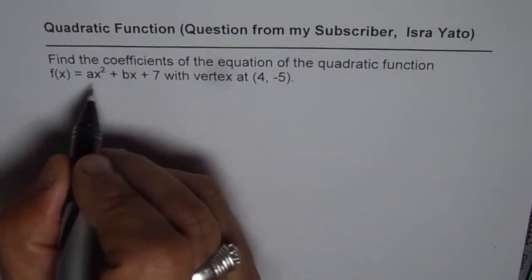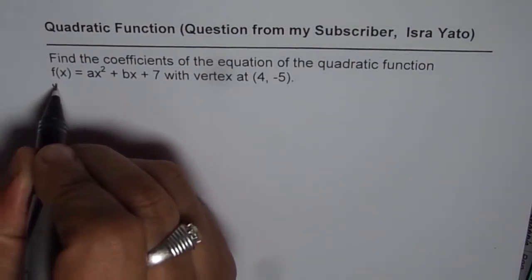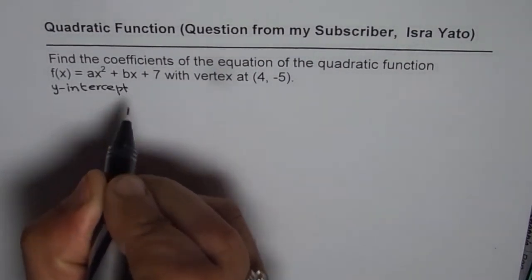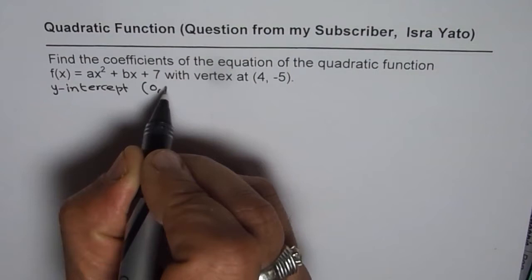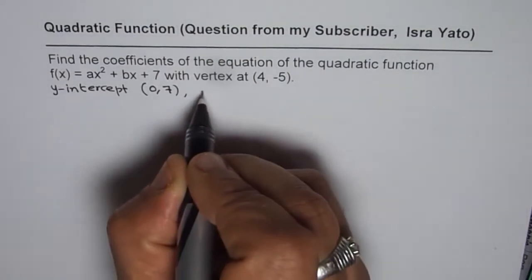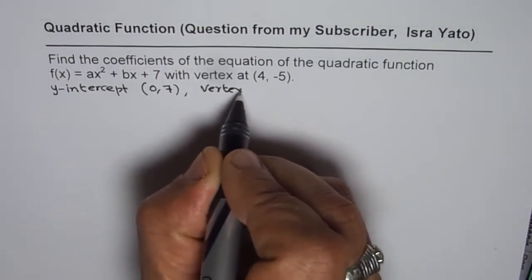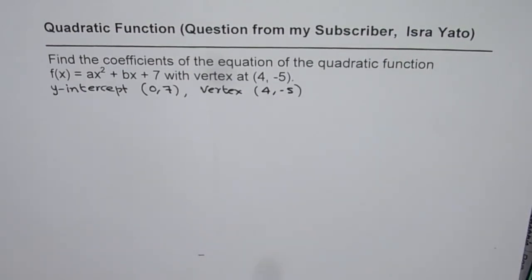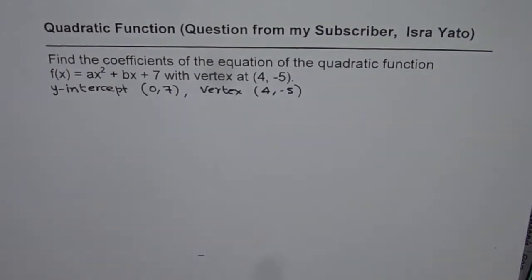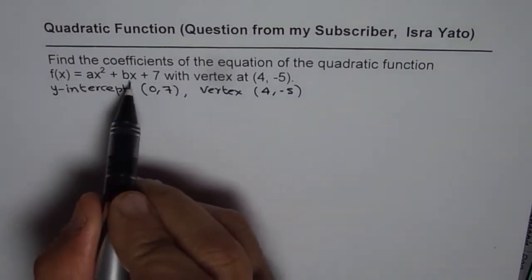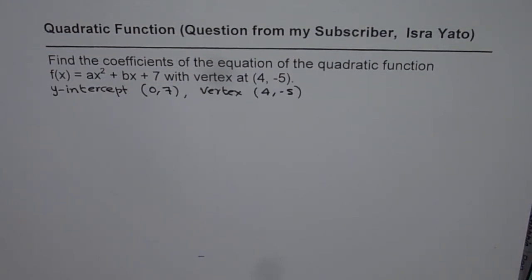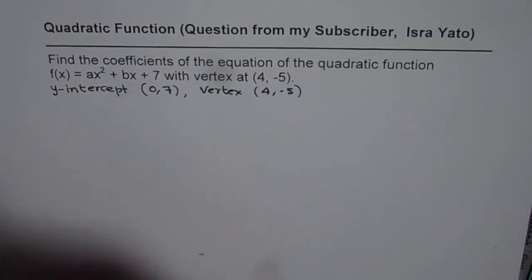So for the given function we know two points: one is the y-intercept, which is (0, 7), and the other is the vertex, which is (4, -5). These two points should help us find the two coefficients a and b, so we can form two equations. I will give you two different solutions for this question. The first one is using the vertex form.